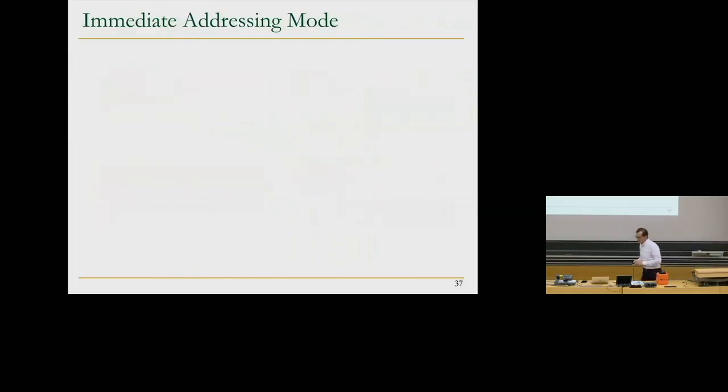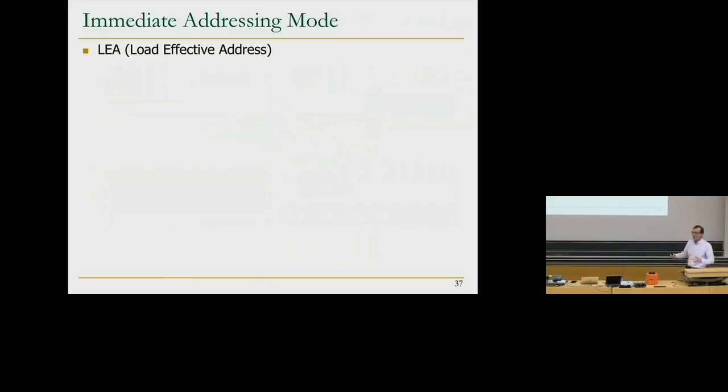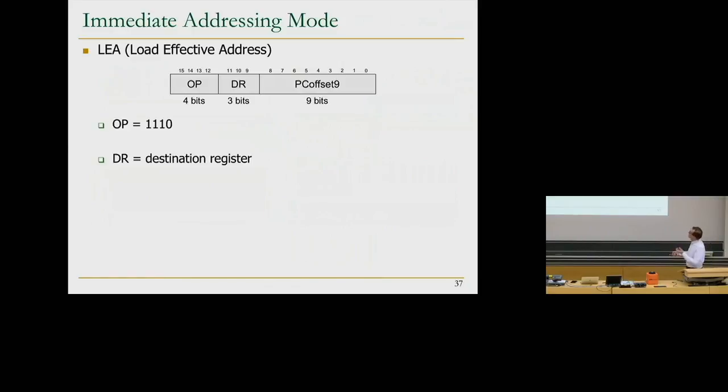It's very simple. Okay, we'll talk about immediate addressing mode, which is a bit interesting. Actually, it's called an addressing mode, but you're not calculating the memory address in this case. You're calculating a value. It's called load effective address. It looks like this. Opcode should be 1110 in LC-3, and that's your destination register, clearly. So basically, what you're doing over here is you're loading the destination register with an addition, with something you calculate.